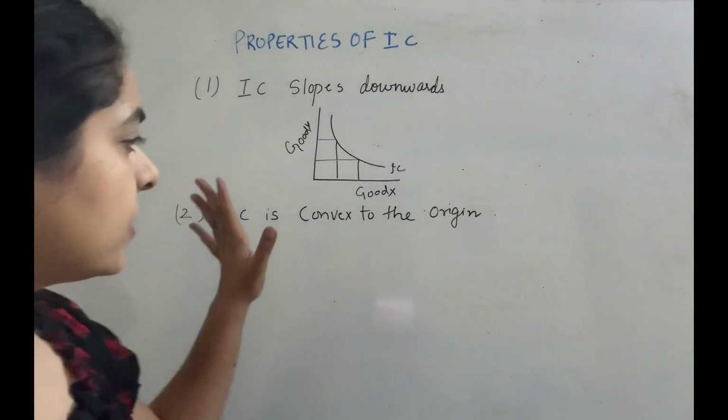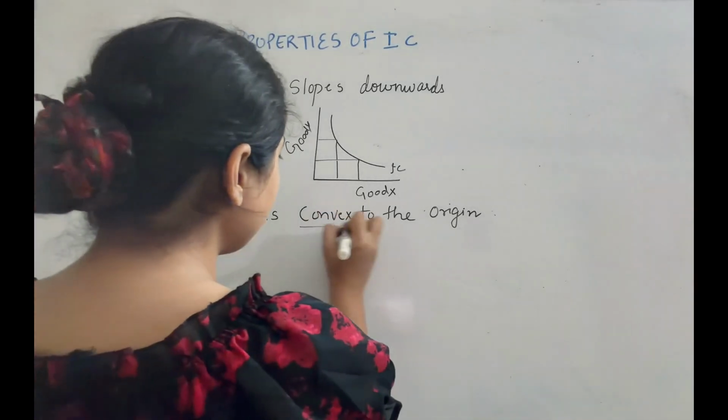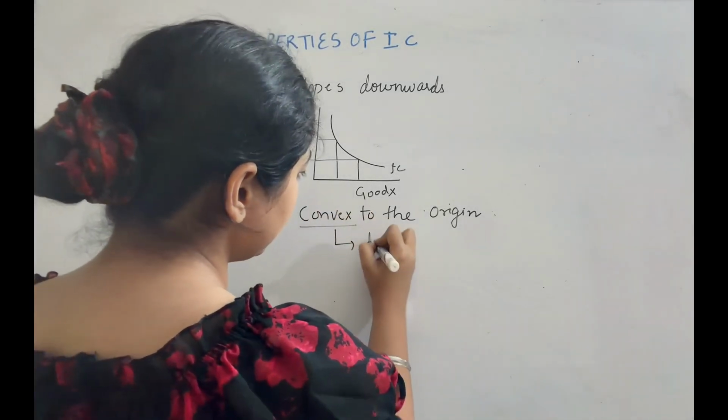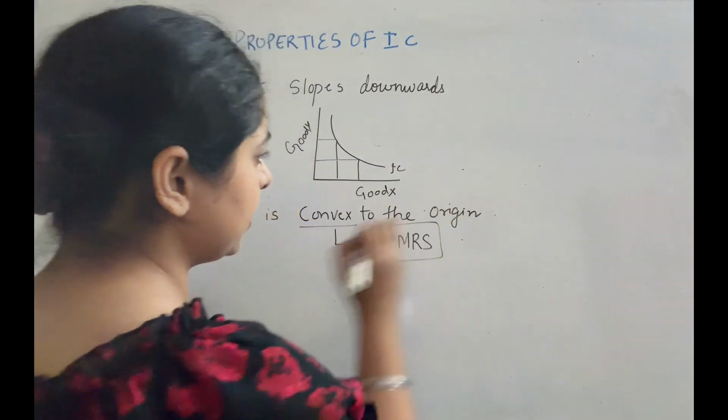Next, the indifference curve is convex to the origin. This we have done earlier. The reason for the convex shaped indifference curve is the diminishing marginal rate of substitution. So you need to remember this.